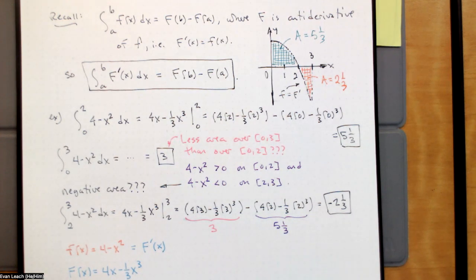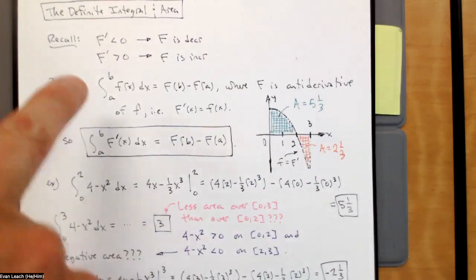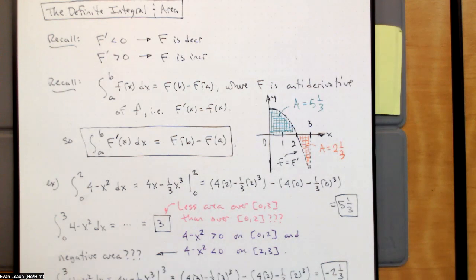So what we can do now with this information is modify what we had before. F prime negative means the function is decreasing. The area tells you by how much the function decreased. F prime positive tells you that the function is increasing. The area tells you by how much the function increased.